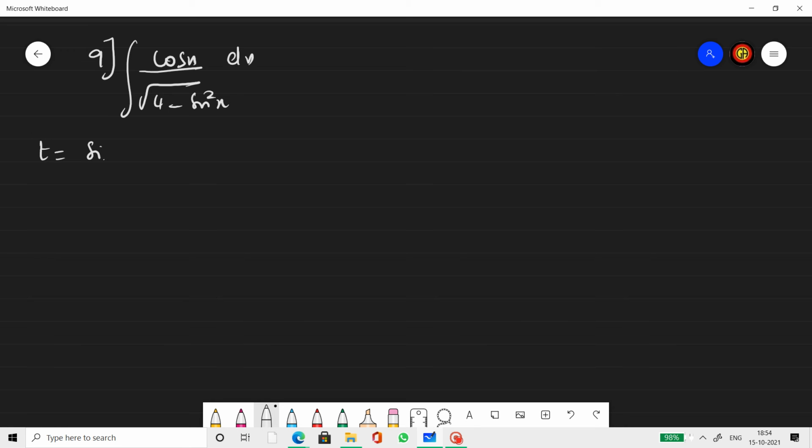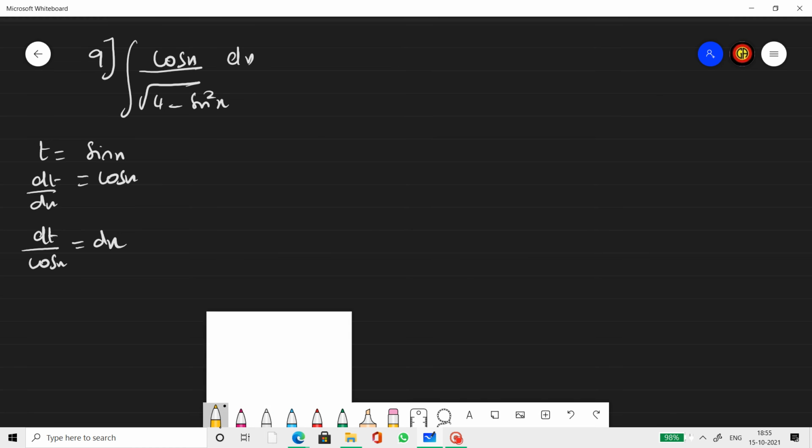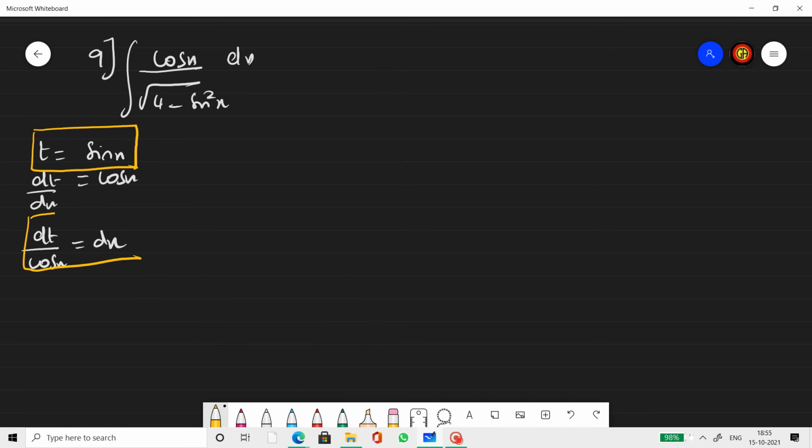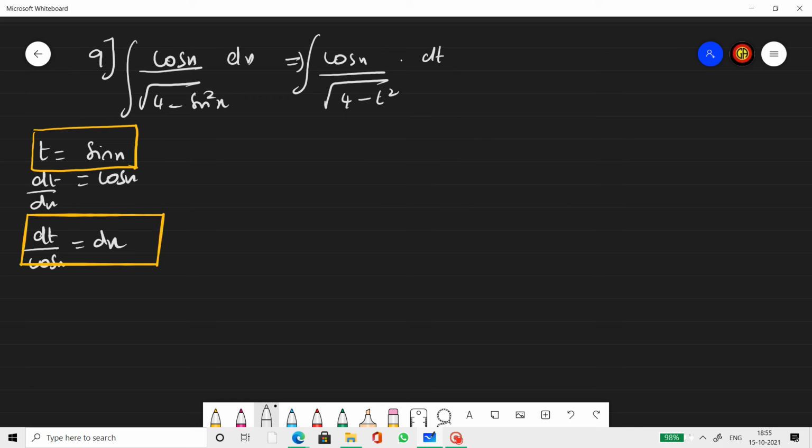Take t as sin x. So dt by dx will be cos x. So therefore dt by cos x is equal to dx. So t is sin x, dt equals cos x. Substitute this back into the question. Cos x by root over 4 minus t square, integrating dt, dx becomes dt by cos x.